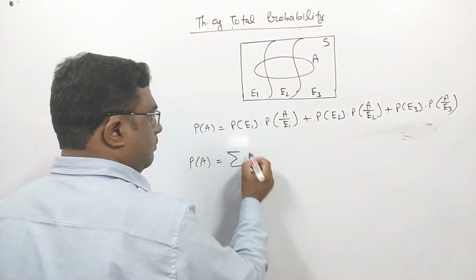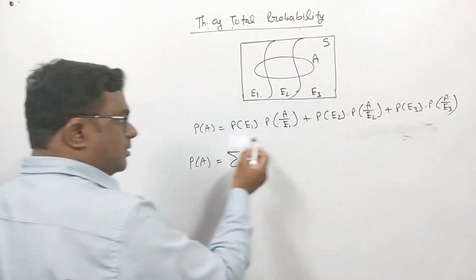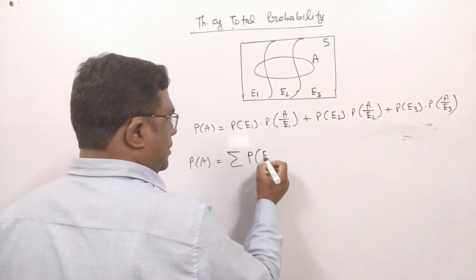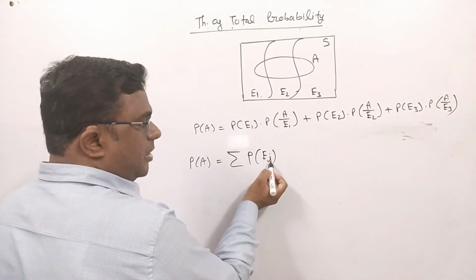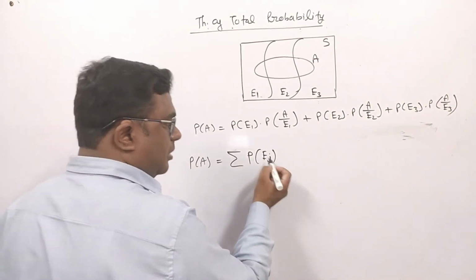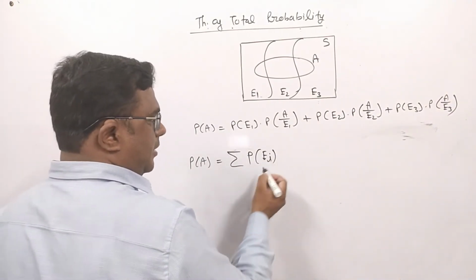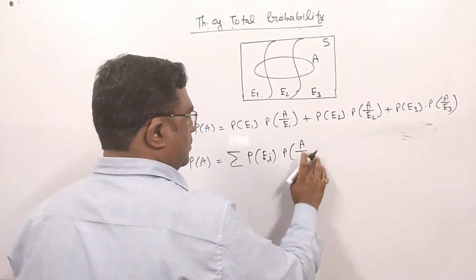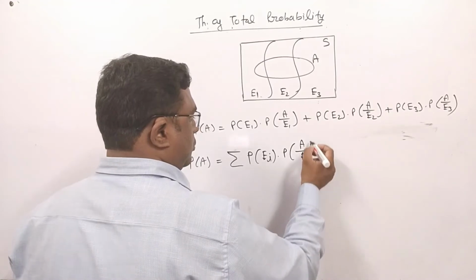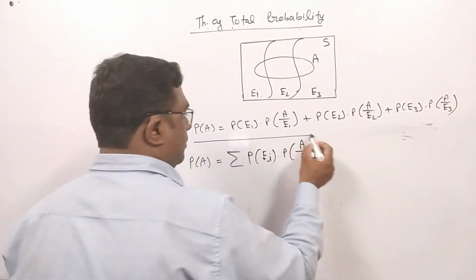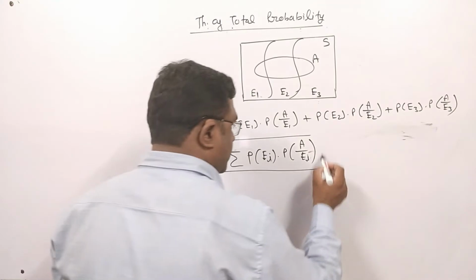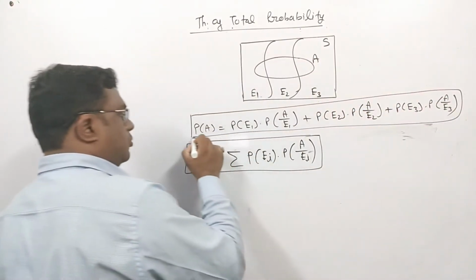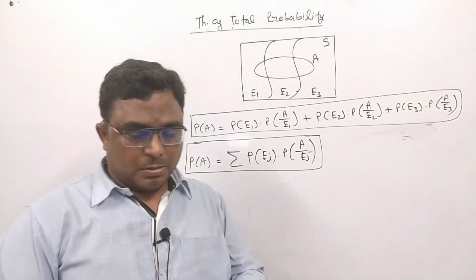summation of, because here we have done sum of many terms. So summation of P(Ei). I will not take here 1, 2, 3, etc. I will take general variable Ei into P(A upon Ei). So total probability theorem in general form is expressed by this, but if you memorize this formula, then it is sufficient to solve your maximum problems.